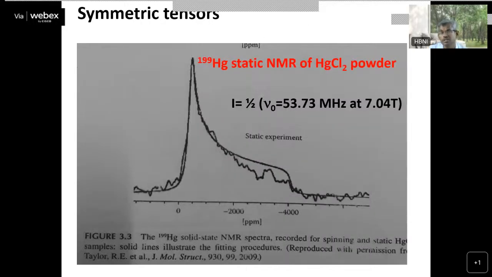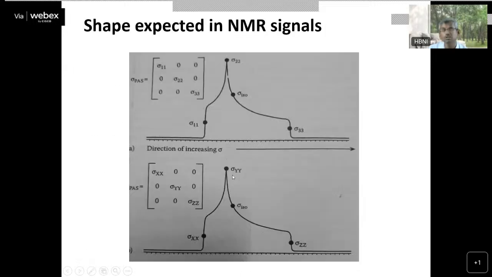I am showing one experimental pattern, taken from a literature, Journal of Molecular Structure, a few years back. This has been taken for mercury. Why have I taken mercury? Mercury has a very high Z value. So with this in mercury NMR, see how broad it is. You can get sigma 11, sigma 22. The pattern is something like this, correct?